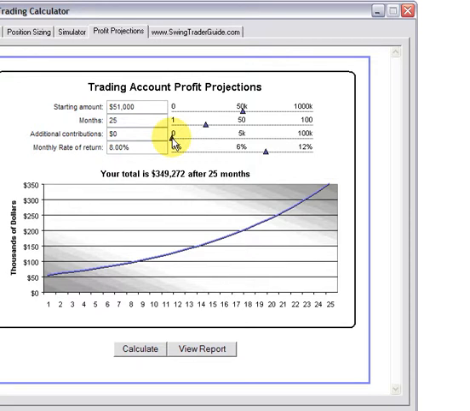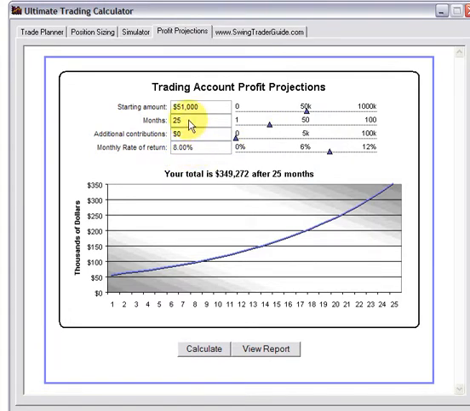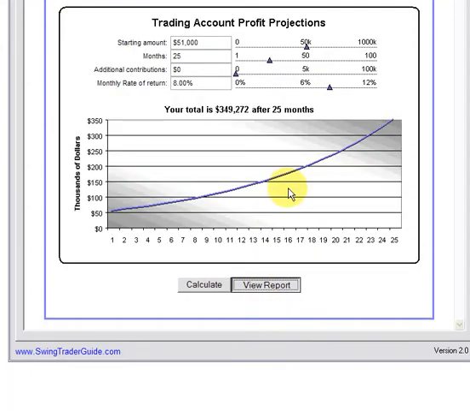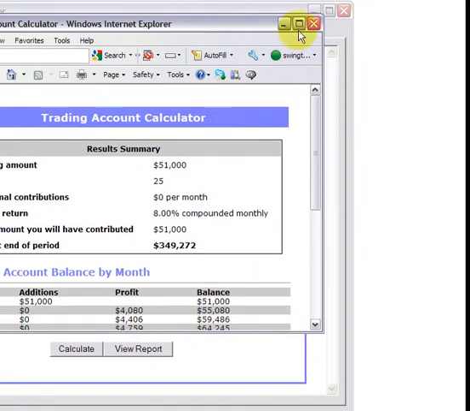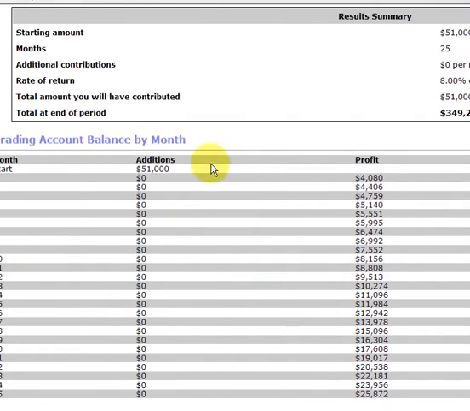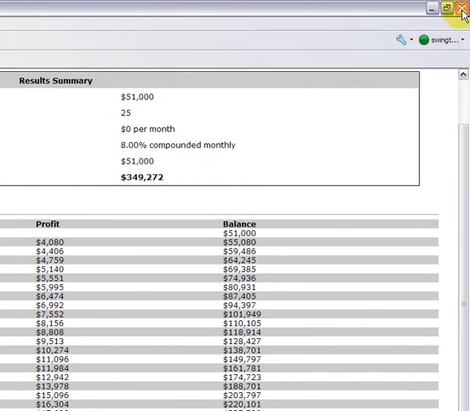I try to keep that to 0 because this isn't really like an IRA or something like that where you're adding money back to it, or adding new funds into it. The calculator assumes that you're accumulating funds, you're not taking money out, but you're not putting new money in. And so an 8% return over 25 months, if you're starting with $50,000, you'll have almost $350,000. You can print a report to keep for reference. That report will show a running balance on the account, so very interesting there.